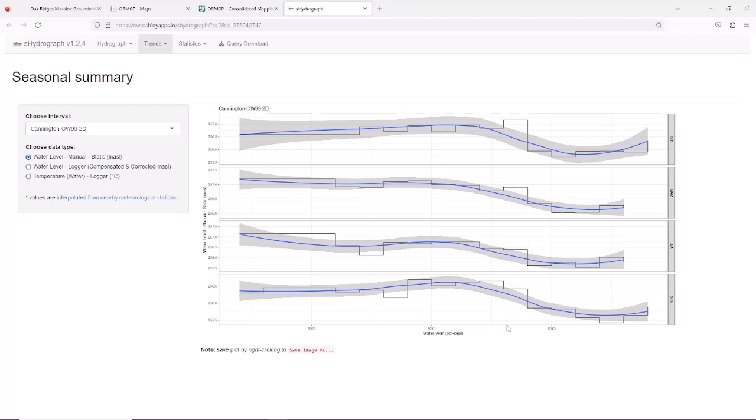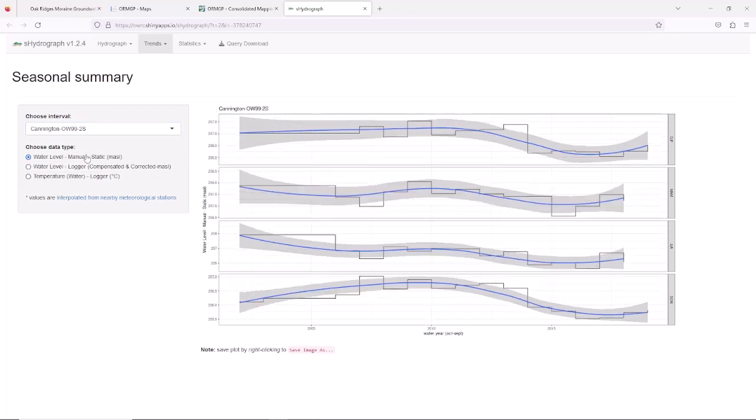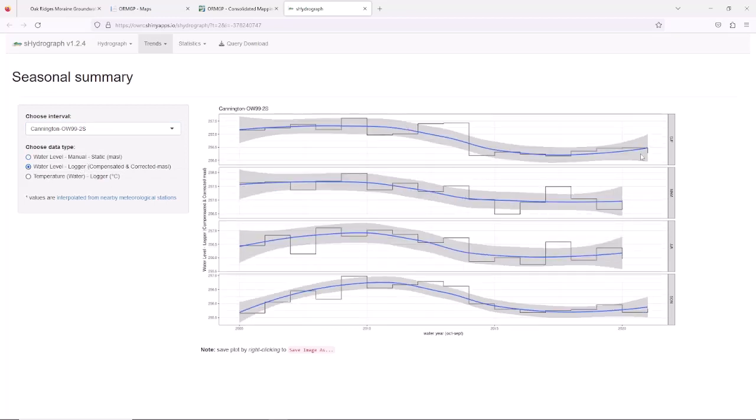in about 2014. Now let's look at the shallow location, and we'll look at the transducer data as well. December, January, February, we see a similar trend with that drop.